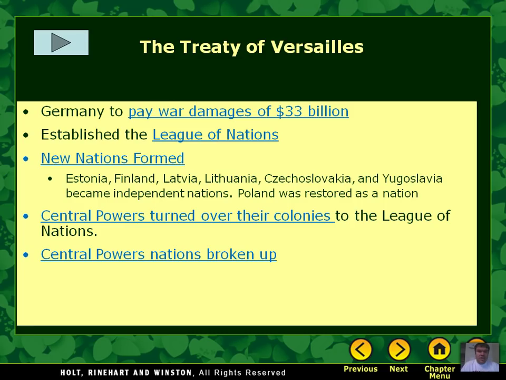This treaty, and its harshness, is one of the reasons why World War II happens just 20 years later. The Treaty of Versailles is set up in 1918, 1919. World War II officially starts in 1939. So within 20 years, these countries will be fighting again, and even more people will be killed.